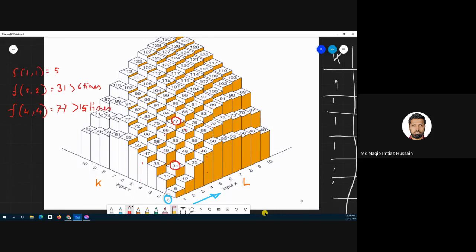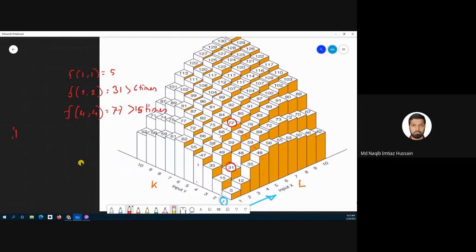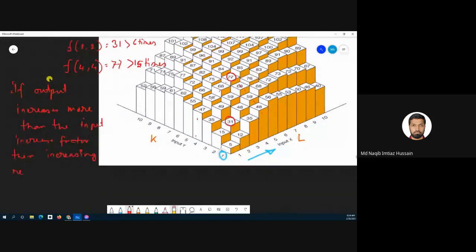So what is happening is, if you multiply the input by some factor, the output increases by more than that factor. This is known as increasing returns to scale, okay? If the output increases more than the input increase factor, then this is known as increasing returns to scale. Can you follow? Okay, alright.